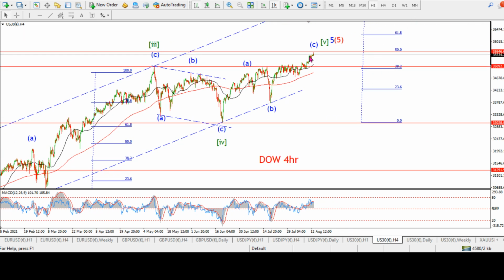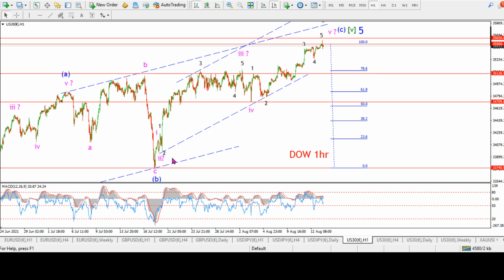There is a way of counting this in a standard 5-wave pattern, but I think this 5th wave here, given the fact that we've got such a large correction smack bang in the middle of it, does lean in favor of a 3-wave count. So in that sense, the ending diagonal is still valid here.